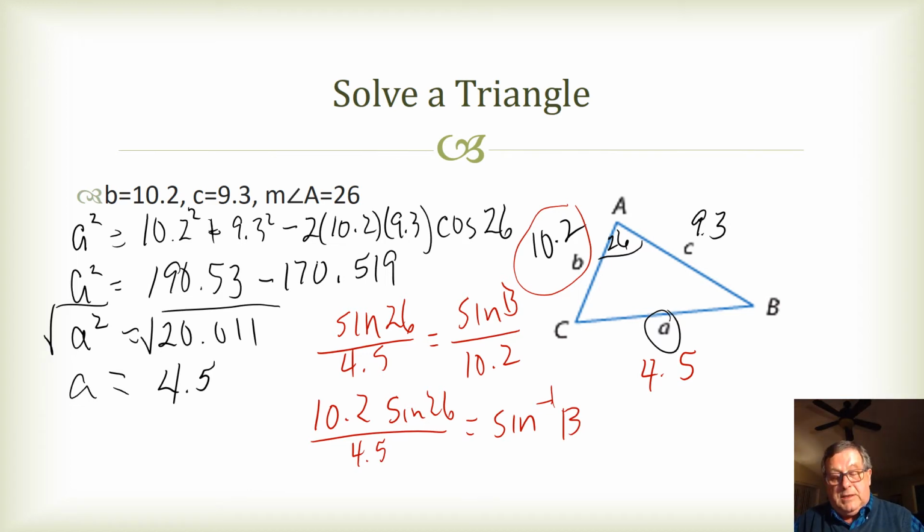All right, so let's see. I got 10.2 times the sine of 26. About to make a mistake there. There you go. Let's see. All right. Now, that's 4.47139. I'm going to go ahead and move over to the inverse sine.